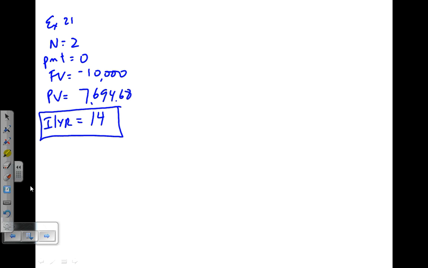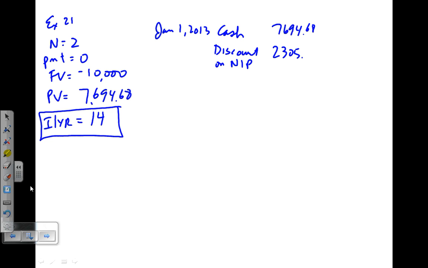And so our journal entry on January 1st, 2013 is cash, 7,694.68, and we have a discount on notes payable, and that discount is the difference between the face value and the present value, 2,305.32. And obviously the note payable goes on the books at face value, $10,000.